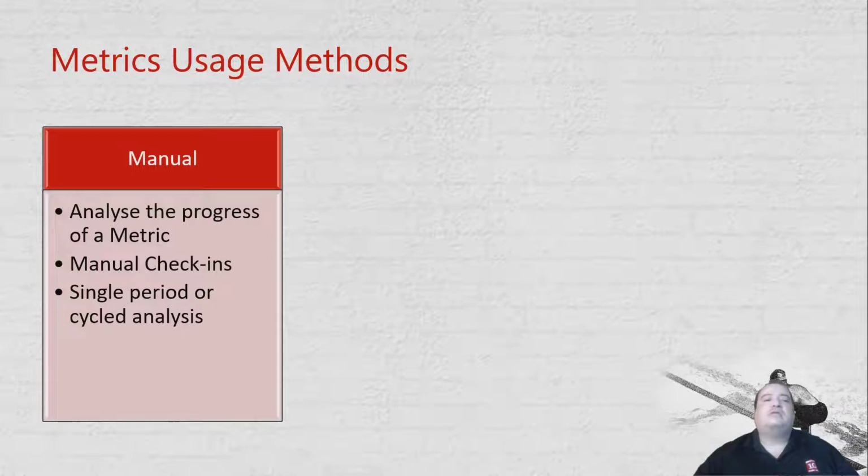We can make this in a single period. For example, let's analyze the sales during one month, or we can make it cycled. Let's analyze the sales every month. Every month we reset the metric and start again. The metric can have a single period or can be cycled.